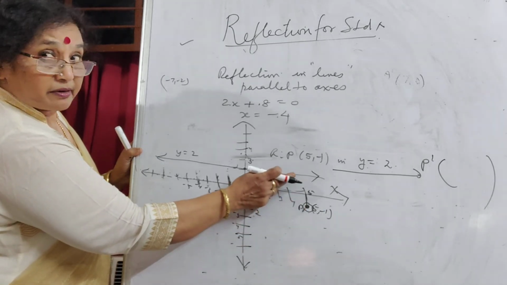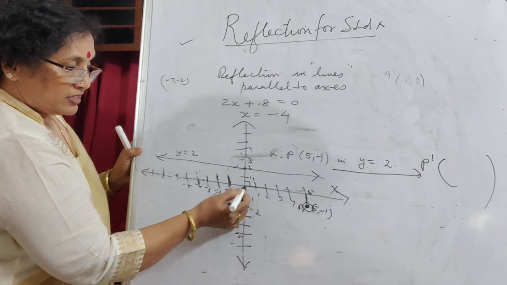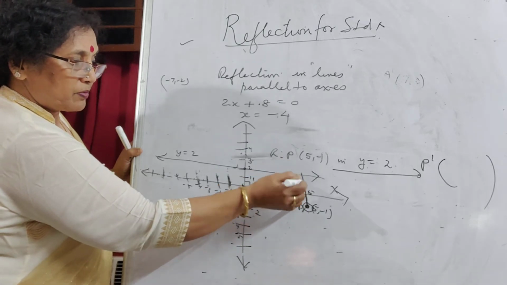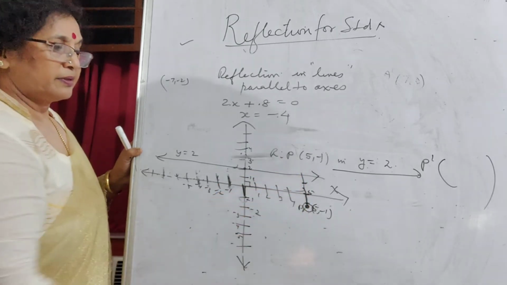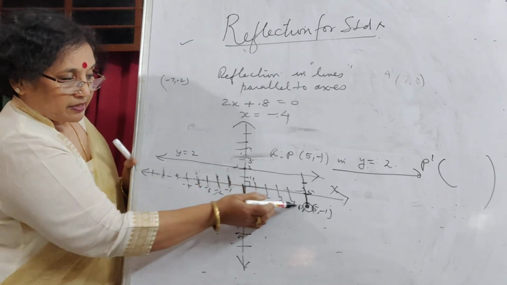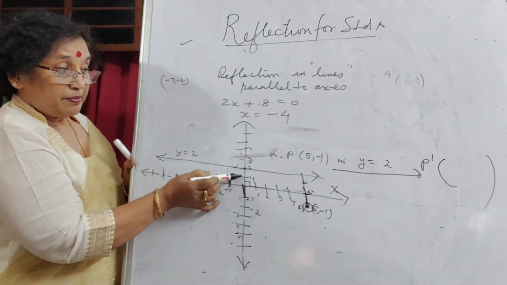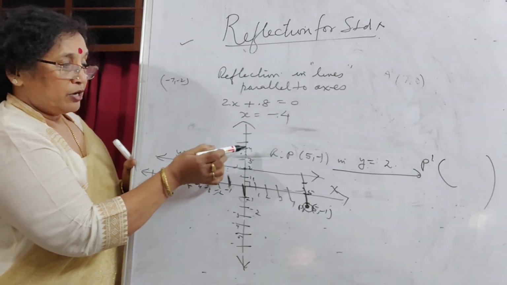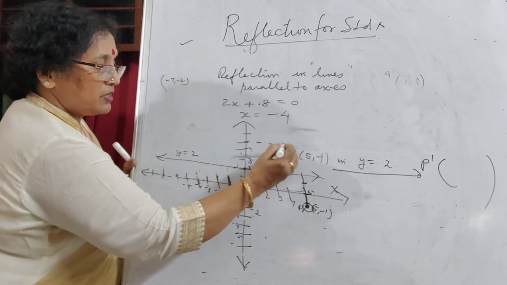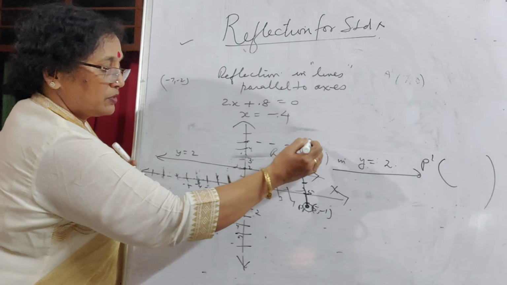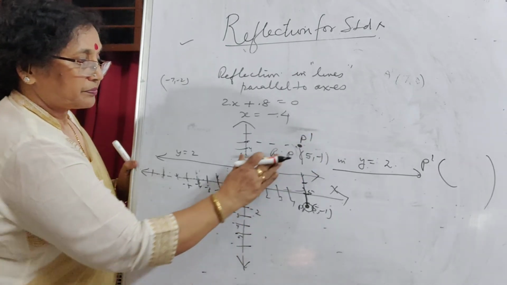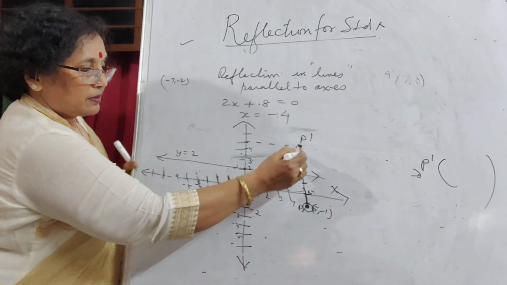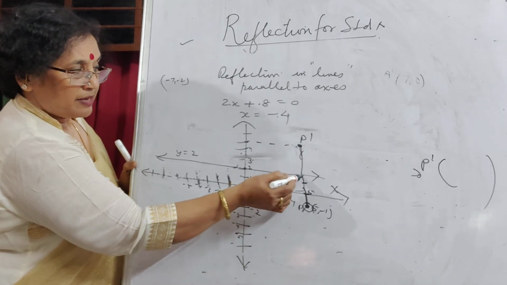So you see very carefully. This is the point, this is the mirror. So you go, this is one step already, 1 here. So 1 step, 2 step, 3 step. Coincidentally, this also comes as 3 steps. Here, 1 step, 2 step, 3 step. Go 3 steps on the opposite side. 1 step, 2 step, 3 step. So it comes here. So the image P dash will come here. See? Here, I went 3 steps.